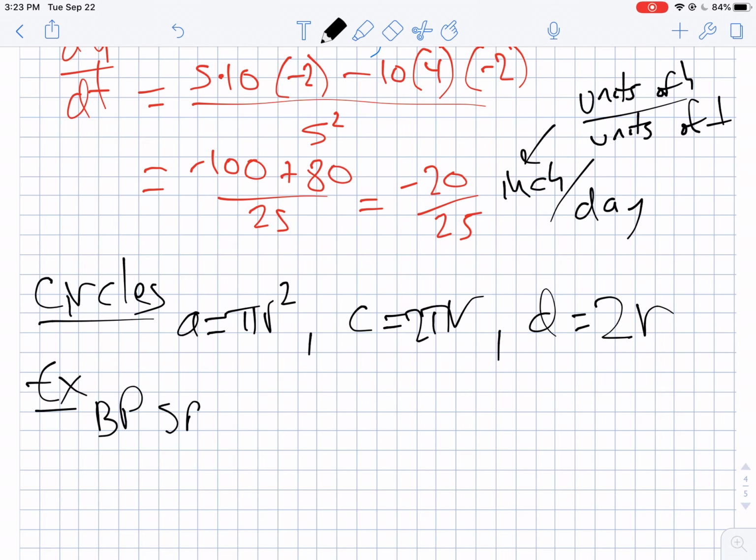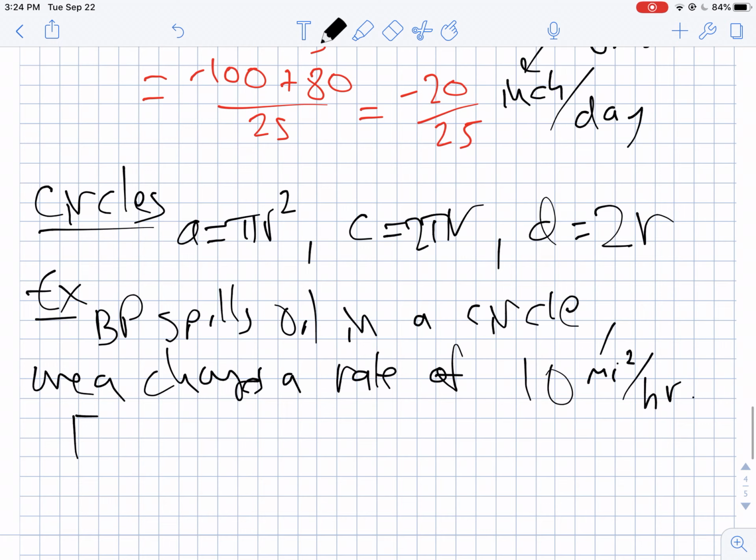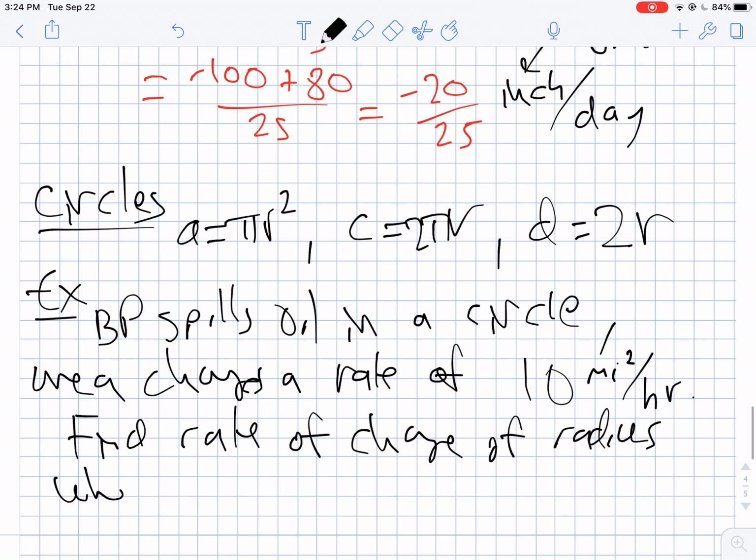BP spills oil in a circle. This isn't as funny as it was back in 2005. And the area changes at a rate of 10 square miles per hour. And your goal here is to find the rate of change of the radius when the diameter of the circle is equal to 10 miles.